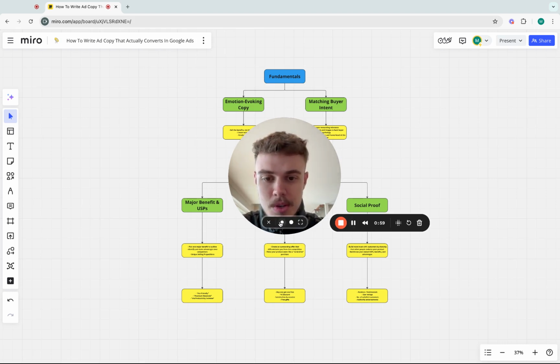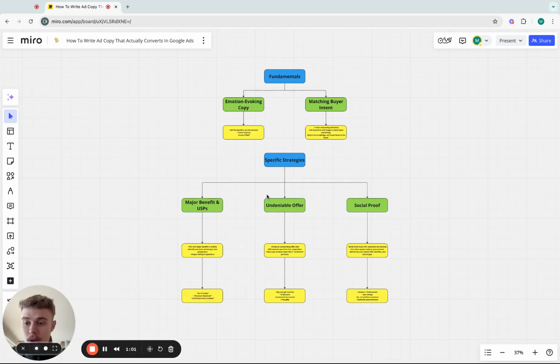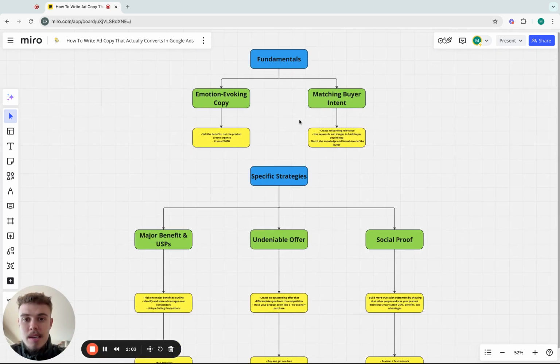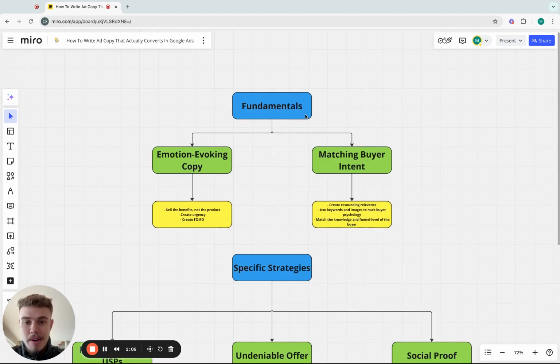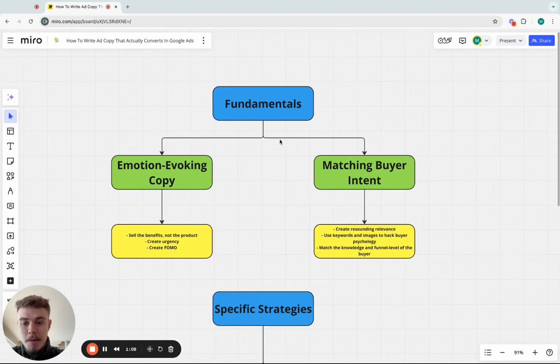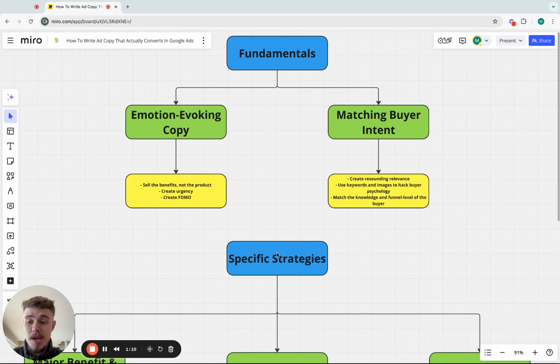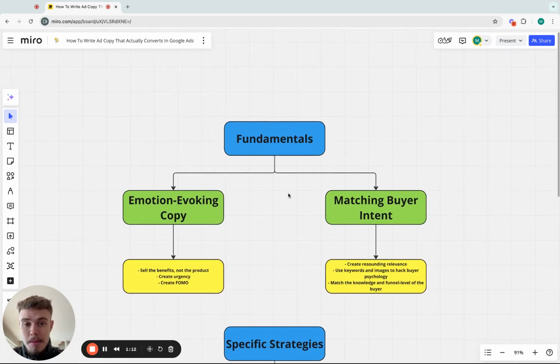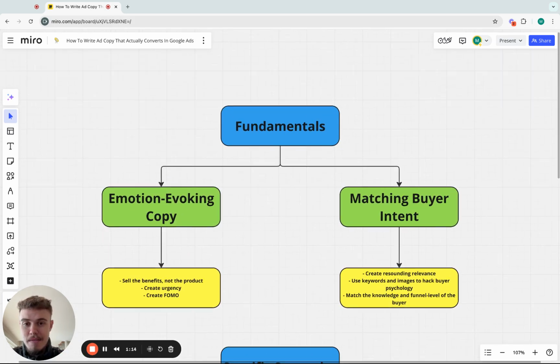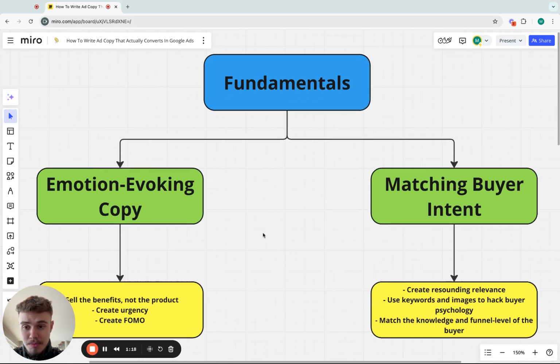So I'll just shoot this down for you. We can see that we're starting with the fundamentals of ad writing. So we're going to start with the fundamentals and then move into some specific strategies that you guys can use in your ad copy. But these are the two big things that I find are very important and most frequently overlooked when it comes to fundamentals of ads.